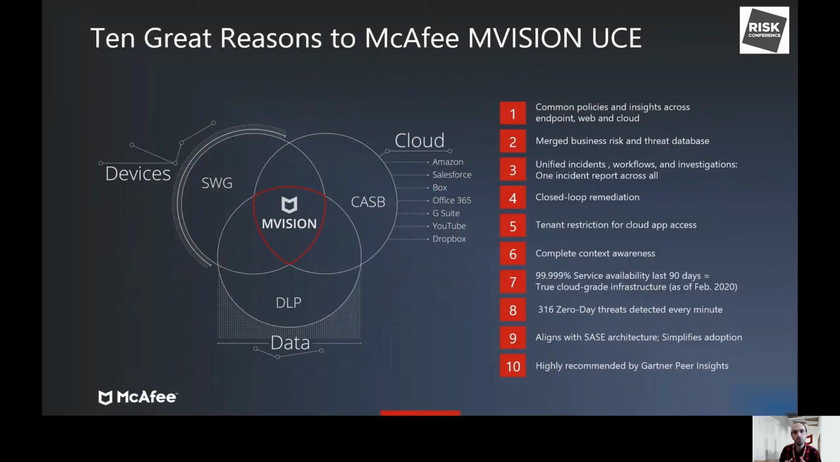10 great reasons to decide and choose McAfee Unified UCE. So there are different reasons. For sure, having common policies and insights across endpoint, web, and cloud is a great advantage. We have merged business risks together with threat risks and data. We have unified incidents, workflows, and investigations inside one incident and one single report for all of this. We are applying closed loop remediation from device to cloud.